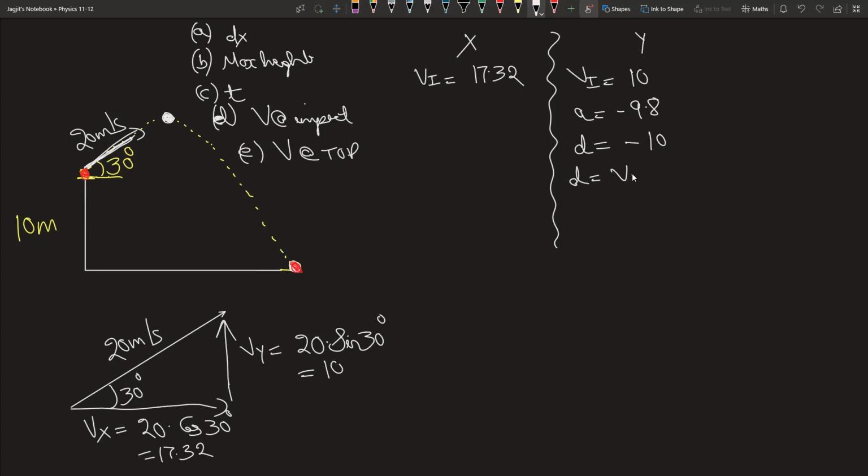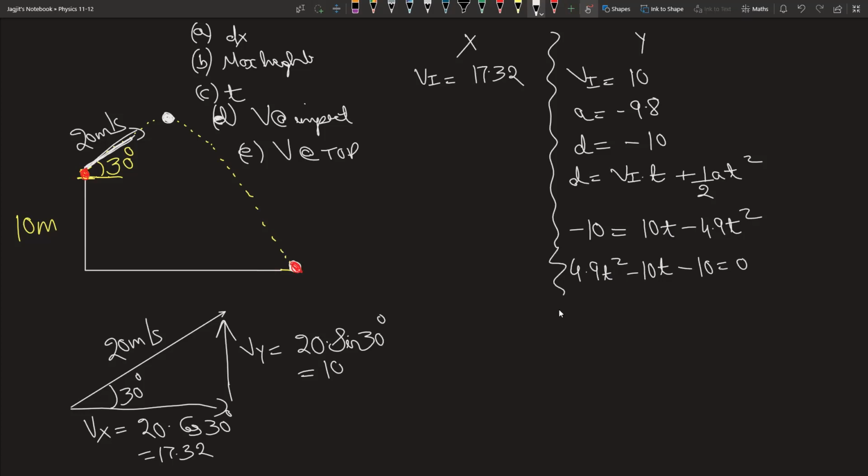I can say d is equal to vi t plus half a t squared. Where my displacement in the y direction is negative 10, my initial velocity is 10, so it's 10t, and negative 9.8 divided by 2 is negative 4.9 t squared. I personally never like to see a negative in front of a t squared term, so I'll move both of these terms to the other side. I get positive 4.9 t squared minus 10t minus 10 is equal to 0. Now guys, you got a quadratic equation. It looks a bit nasty.